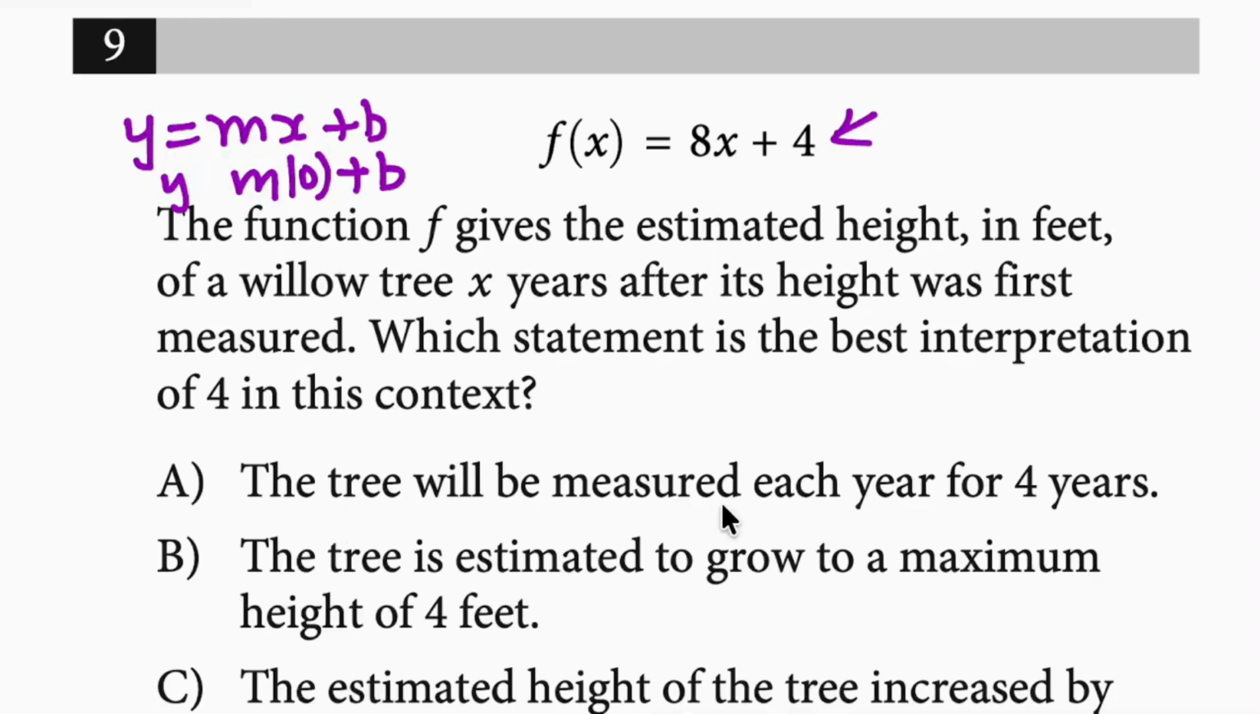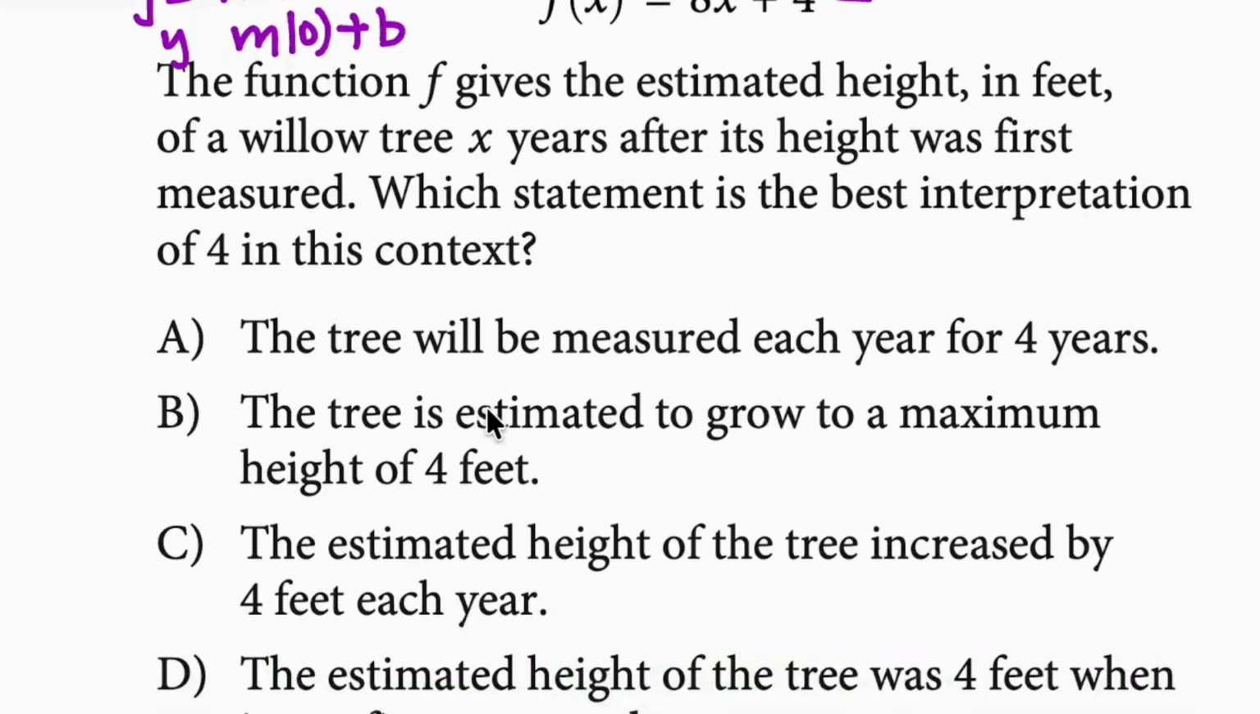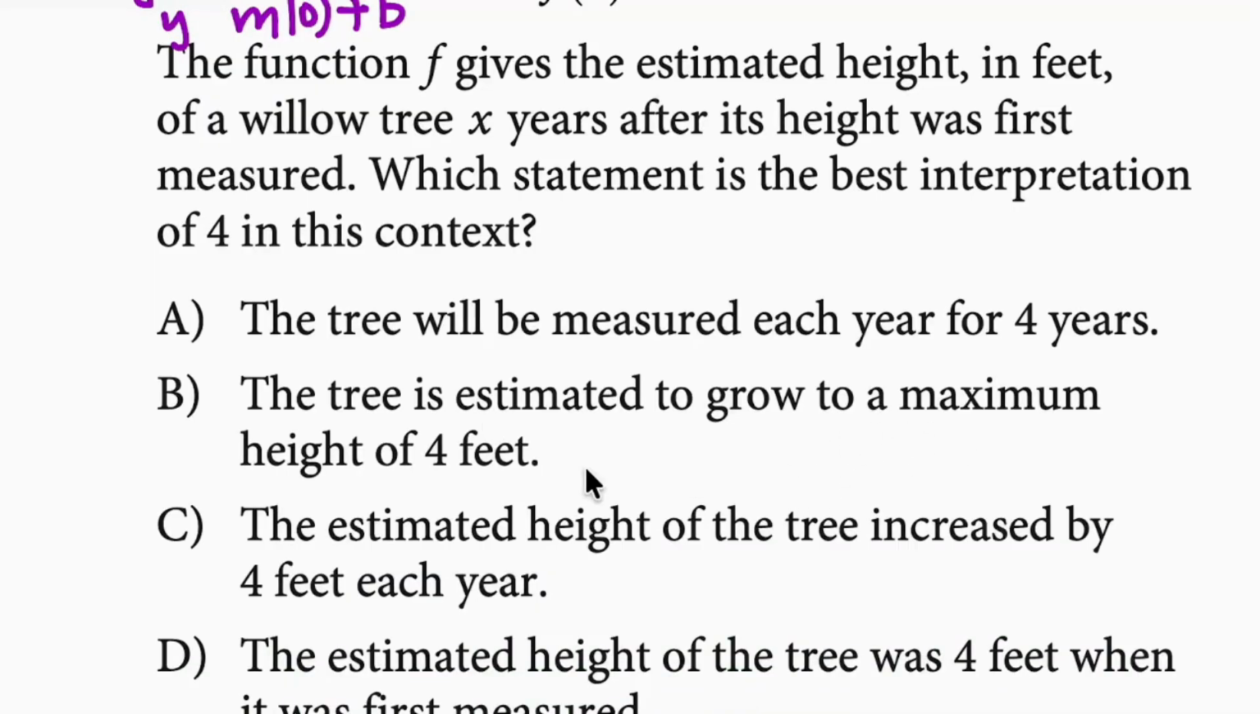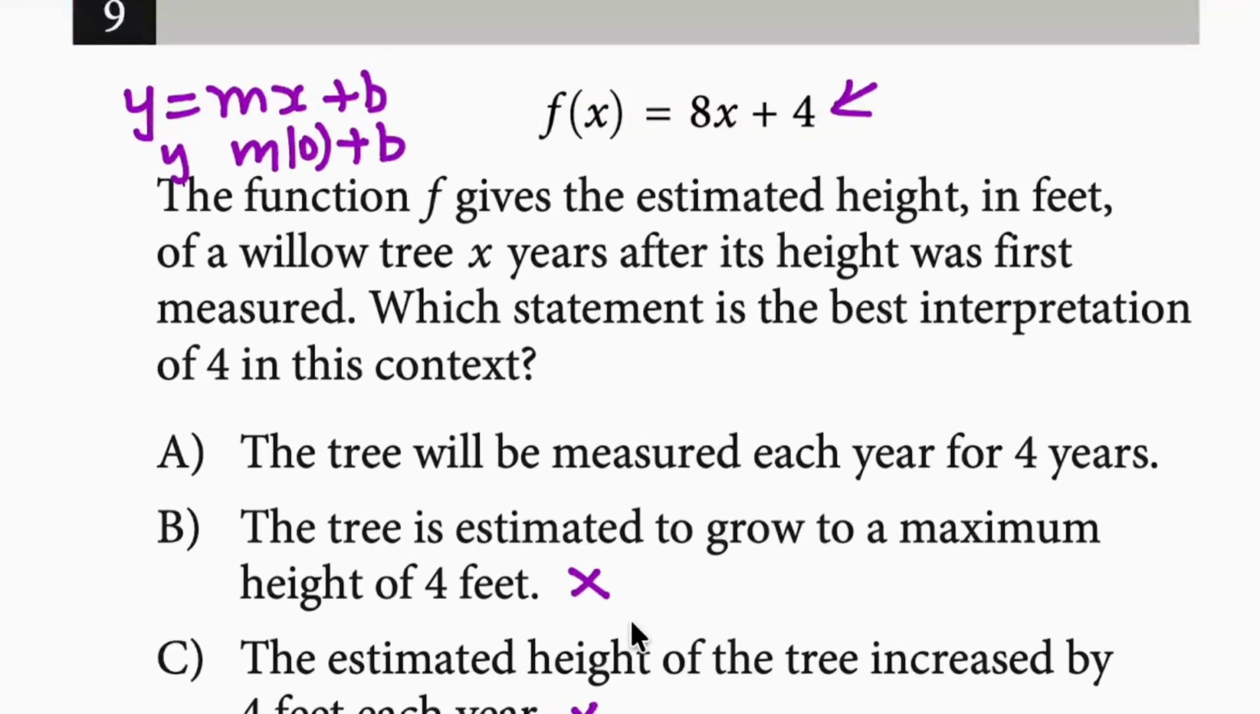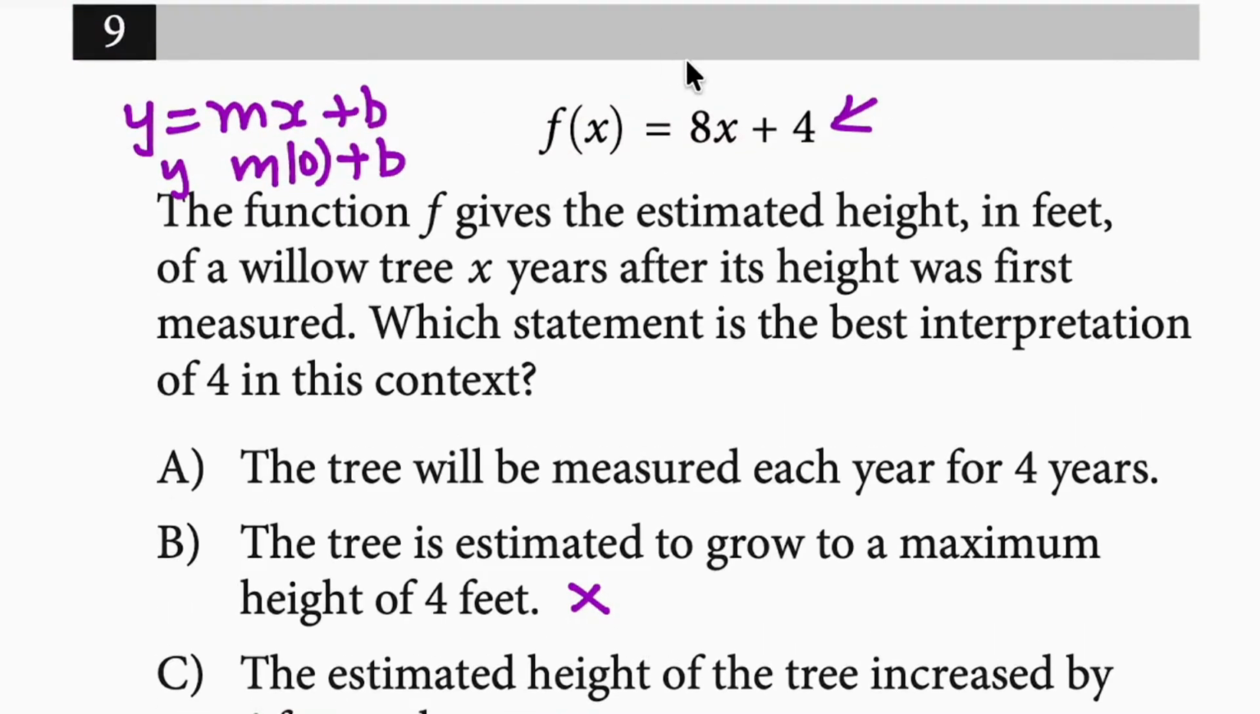The tree will be measured each year for 4 years. No. It was in the beginning when we did not even start the counting. The tree is estimated to grow to a maximum of 5. No, that is the initial value. The estimated height of the tree increased by 4%. No, that increase, that means that is the slope, which is 8 here, not 4, right?